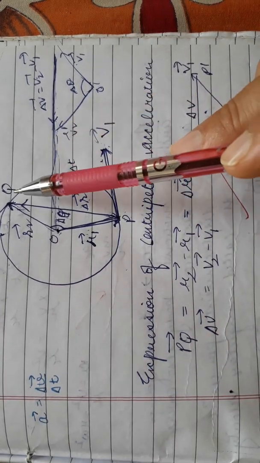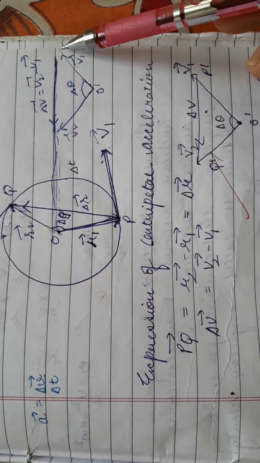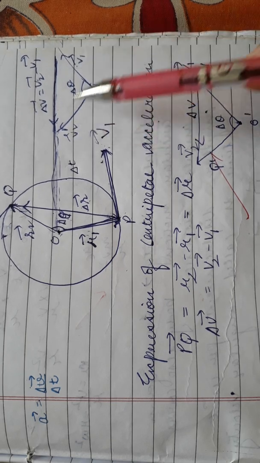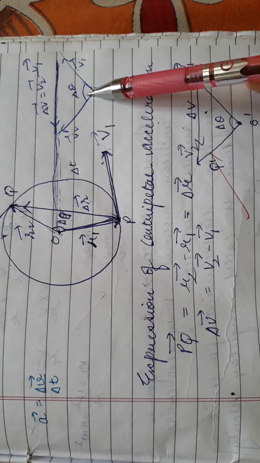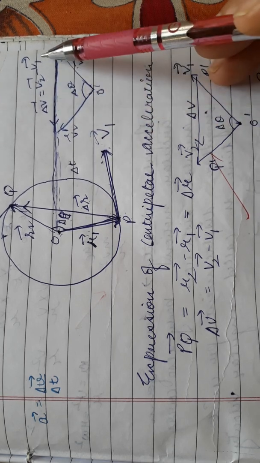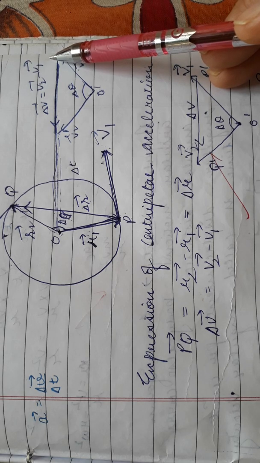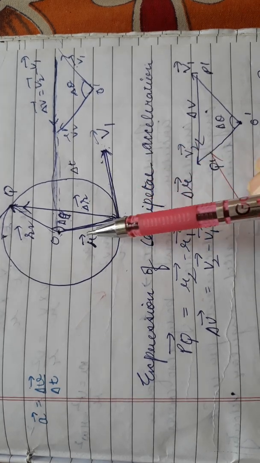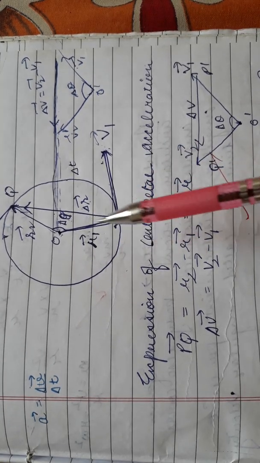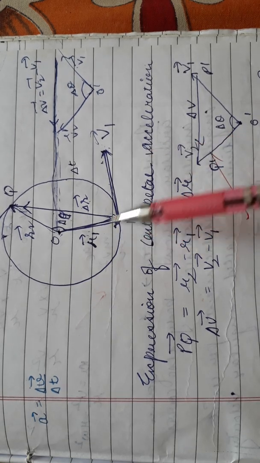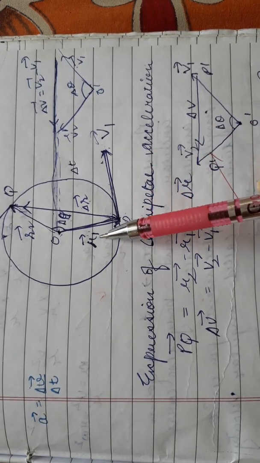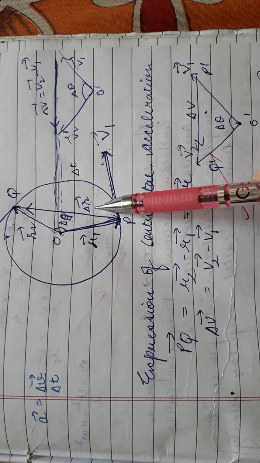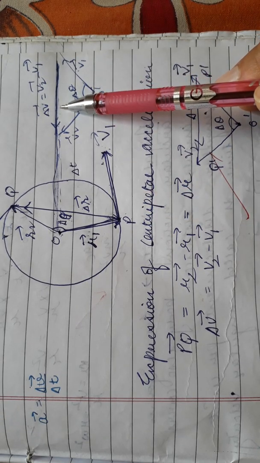So from P to Q, velocity is changing from v1 to v2. In this diagram, I have shown that the v1 vector and v2 vector make an angle delta theta. So I can draw my delta v vector as v2 minus v1. The important point, students, is that the position vector is along the radius and the velocity vector is along the tangent, and radius and tangent are perpendicular to each other. Since position vector and velocity vector are perpendicular to each other, therefore change in position delta r and delta v will also be perpendicular to each other.